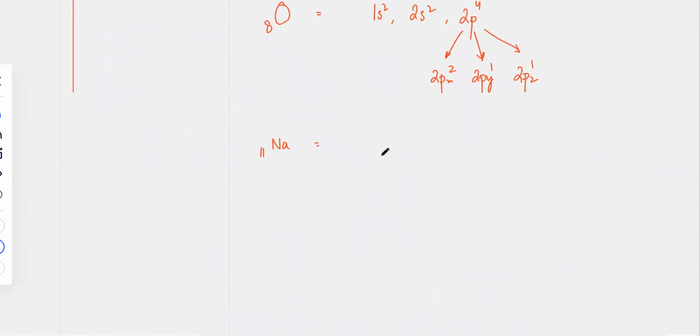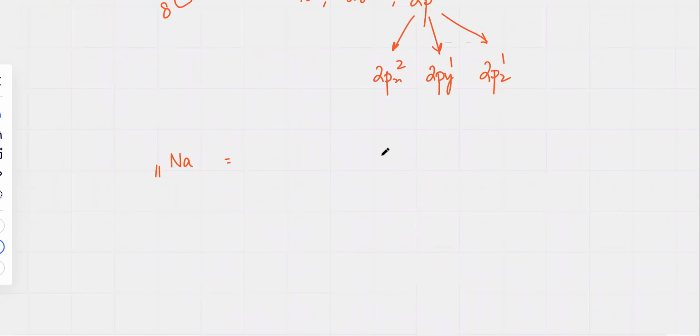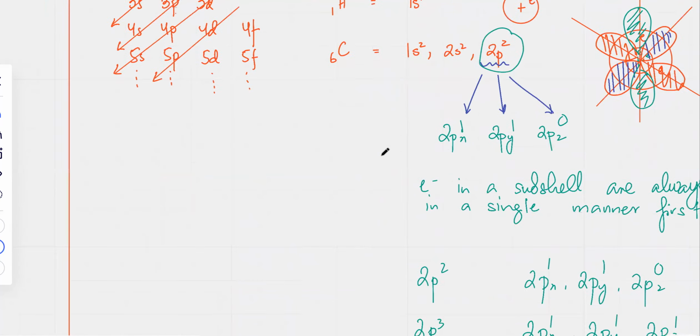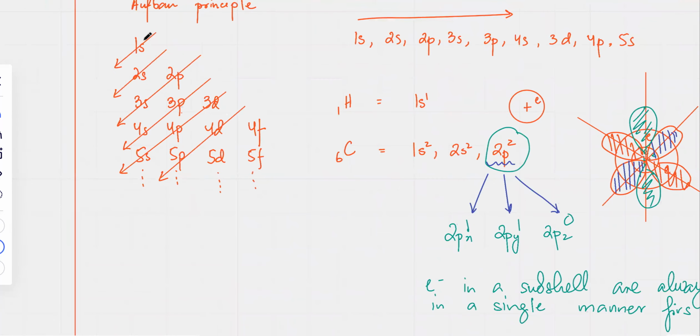So coming back, let's try and write sodium's electronic configuration. That's going to be 1s2, 2s2, then 2p6. Now the p orbital would be completely filled, and then you'll have 3s1. How did I figure out the order? I figured out the order using the Aufbau principle, which is this one. 11 electrons: 1s2, 2s2, 2p6, and then 3s1.